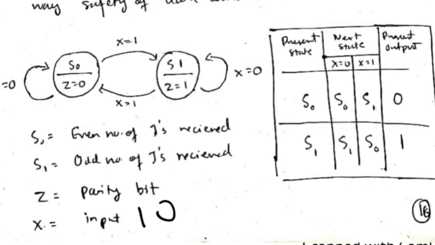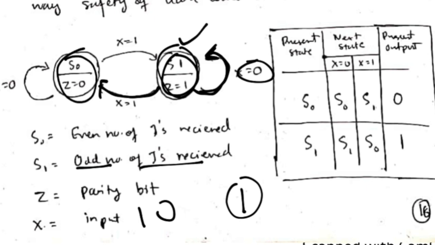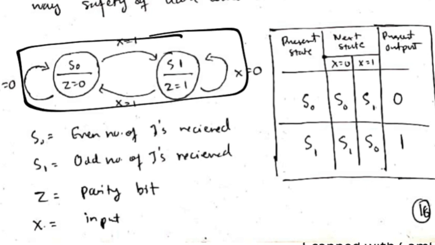Okay, in case the input is 0, then it should be S1 only, because an odd number of ones have been received. So if the input is 0, again the number of ones is odd, so it should remain in this same state. In case the input received is 1, at that time it should change to S0, because when the input received is 1, the number of ones will be even now. See, it was odd, another one was received, so it will become even now, so it will come to this state. And the same thing which is present in this graph is in the form of this table now.